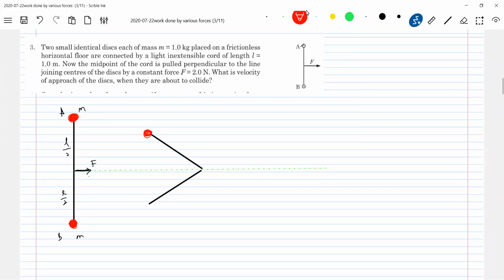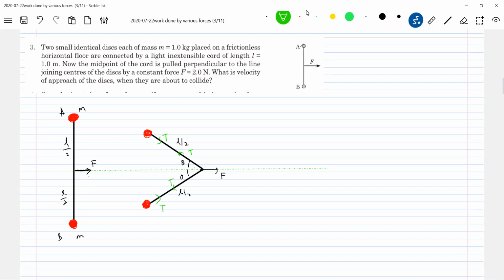Looking at this diagram, you can manage the question now. The same force F is applied at the midpoint. Let this angle be theta. The length is L/2 as usual. Now, will there be any tension in the string? Yes, there'll be tension. Look at the role of the tension here.